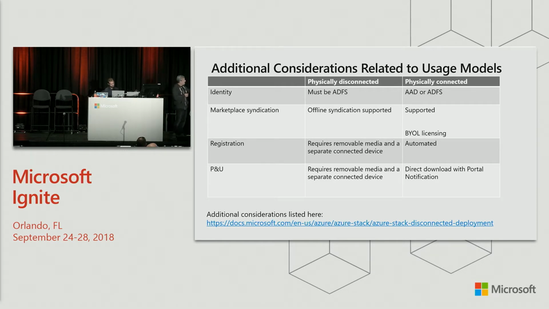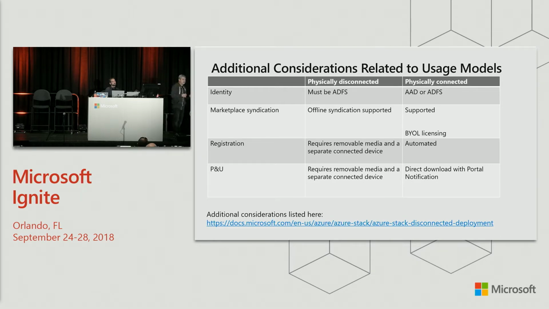If you look at the first one, the identity: if you want to be disconnected, the only available identity model is ADFS, whereas if you're connected, you can use AAD or ADFS. It's up to you. As for marketplace syndication, you will get all of the available marketplace items when you're connected, after you register. Whereas if you're disconnected, you need to sideload your own resources to the marketplace, so you don't have access to the marketplace items that exist in Azure.